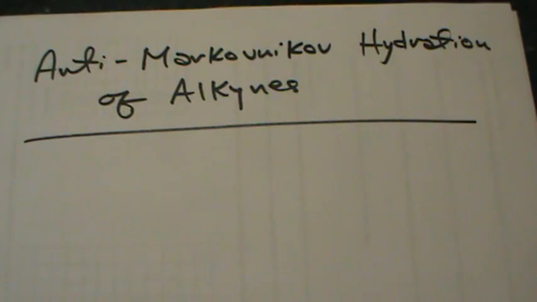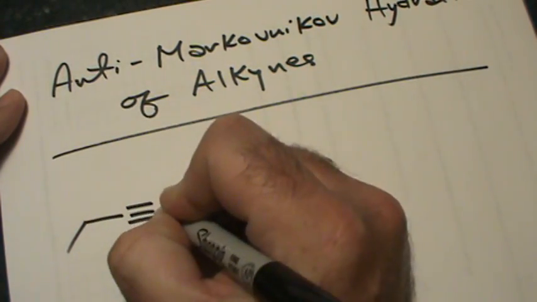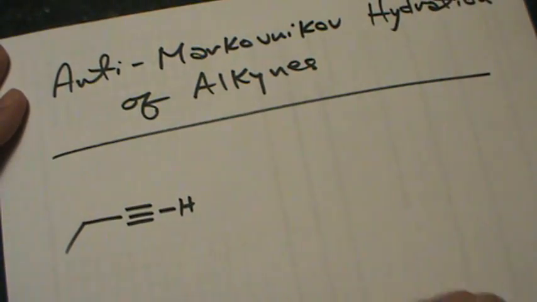Well, now we're on to the anti-Markovnikov hydration of alkynes, and we're going to use a very similar set of reagents. Let's go to our alkyne first. Once again, I'm going to choose a terminal alkyne.